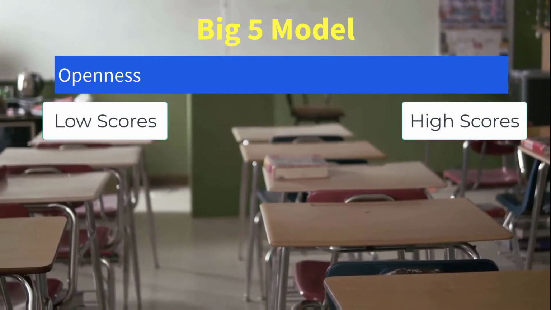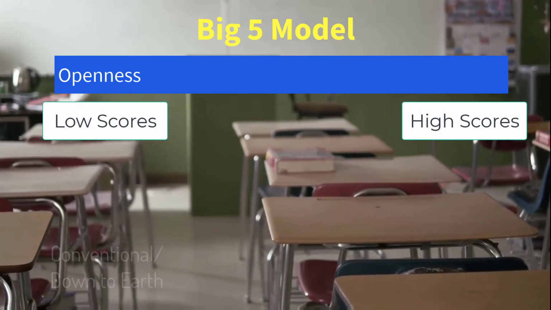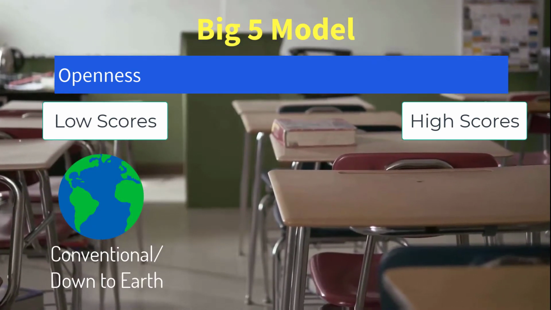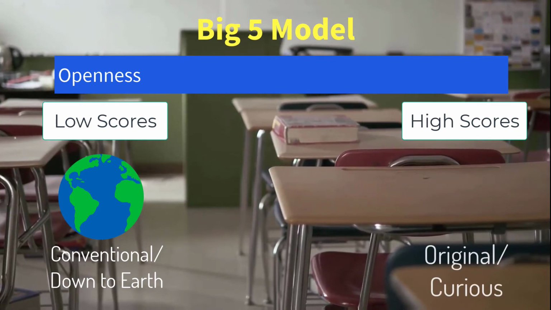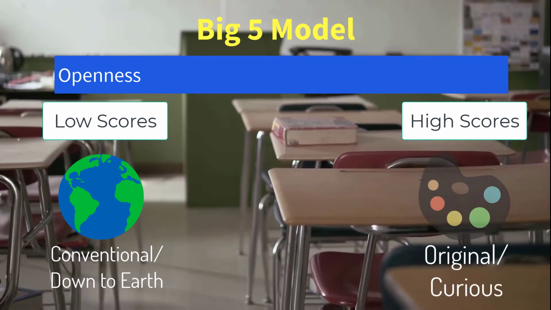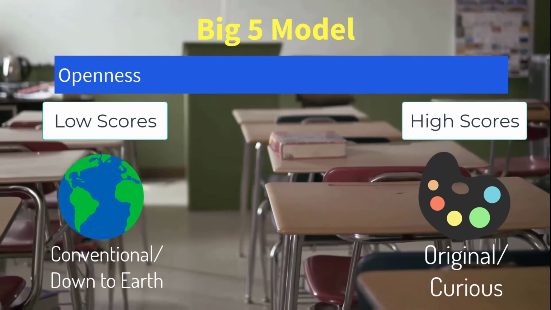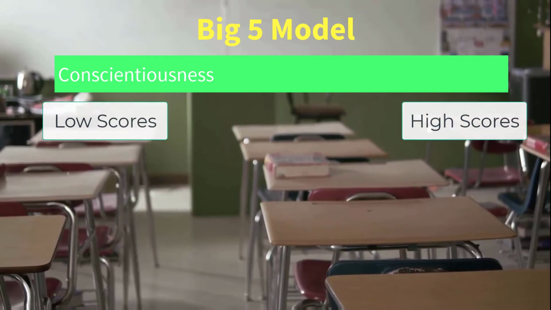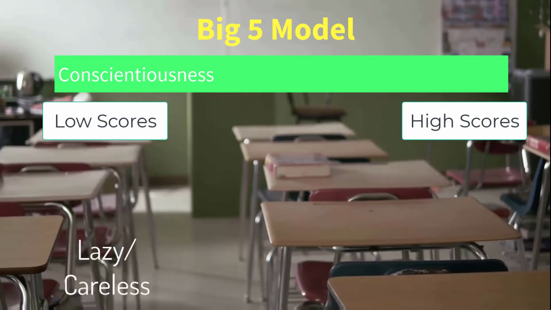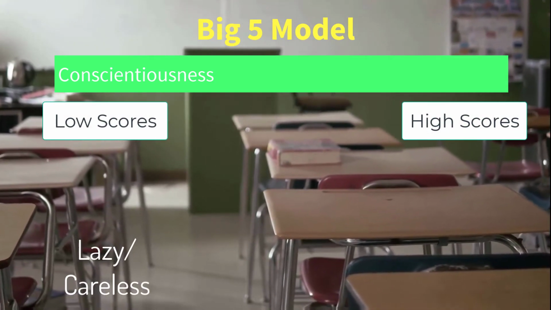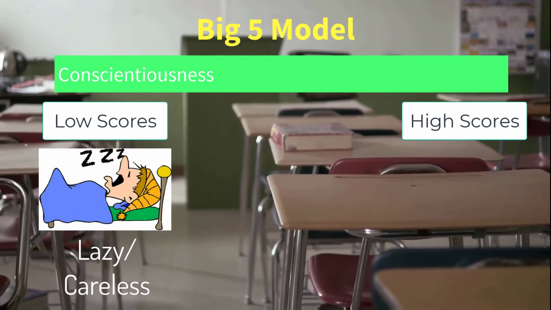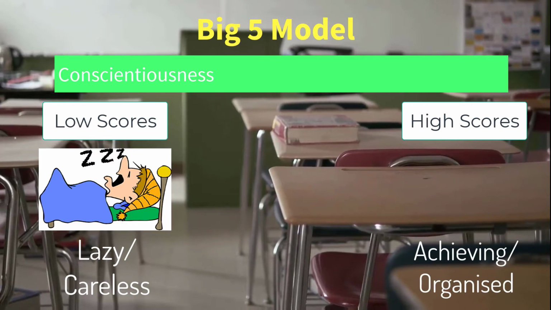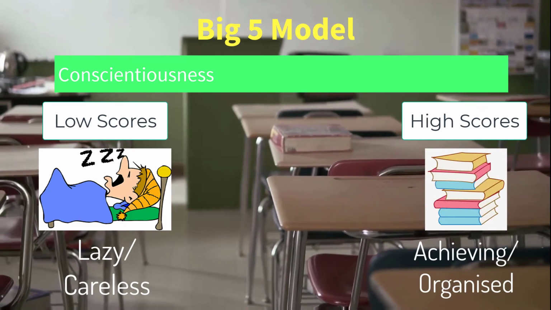Low scores on the openness scale would mean a person would be more conventional, down to earth, and not really artistic. High scores would lead a person to being more original, imaginative, curious, artistic, and open to new ideas and new challenges. Low scores on the conscientiousness scale would mean a person would be lazy, impulsive, irresponsible, careless, and undependable. High scores would result in the person being more responsible, organised, self-disciplined, and achieving.